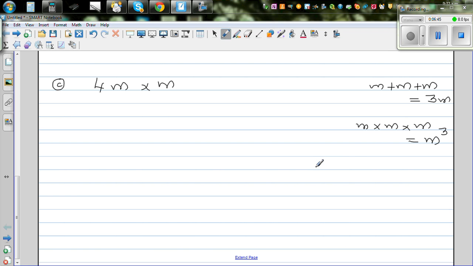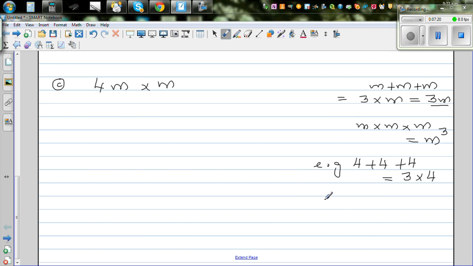So let me give an example. 4 plus 4 plus 4 is 3 lots of 4. So this is the same as writing 3 times 4. Okay, m plus m plus m is 3 lots of m, which is 3 times m. So this you can also write as 3 times m. And 3 times m, you write as 3m.